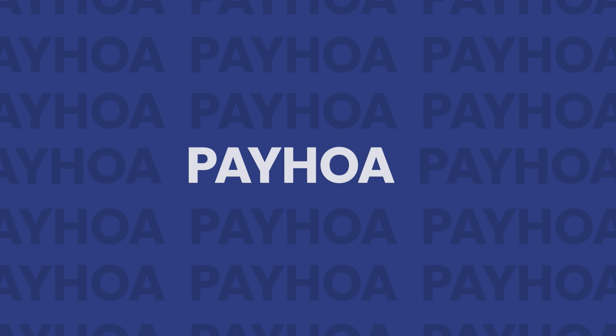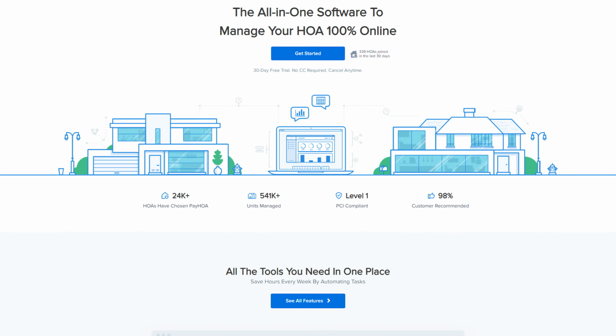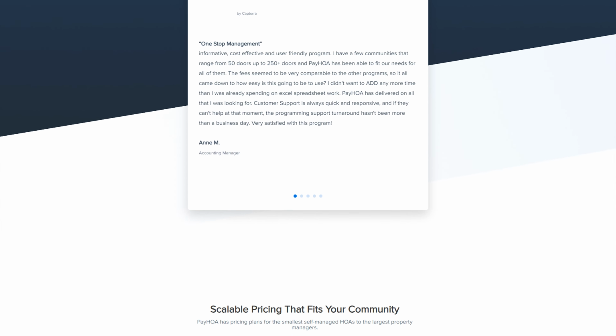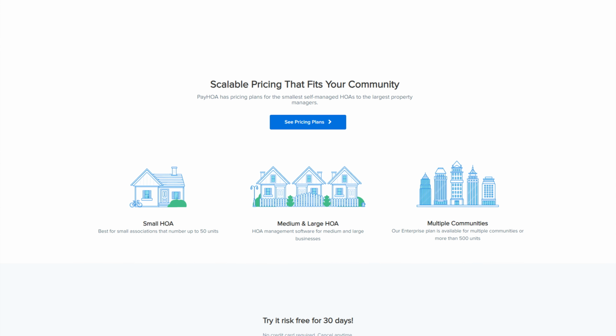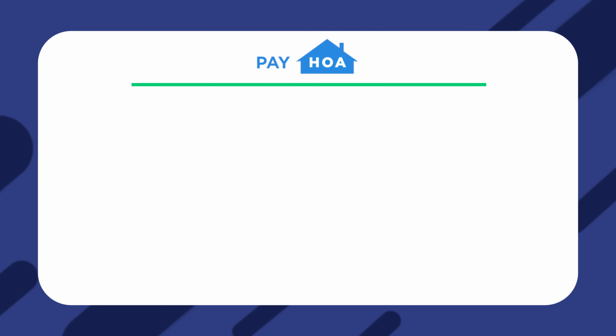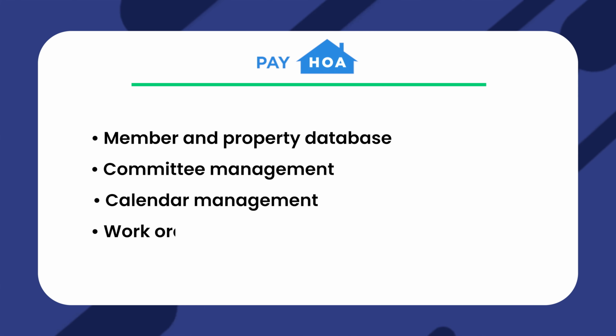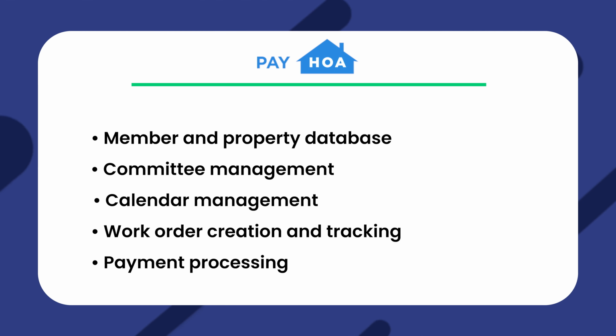Next up is Pay HOA. Pay HOA services HOAs and property management companies and is known for its super responsive and helpful customer support, among other things. It also has a full range of features you'd want from any HOA management tool. The only drawback is it doesn't offer a mobile app functionality, but some of their features include member and property database, committee management, calendar management, work order creation and tracking, and payment processing.